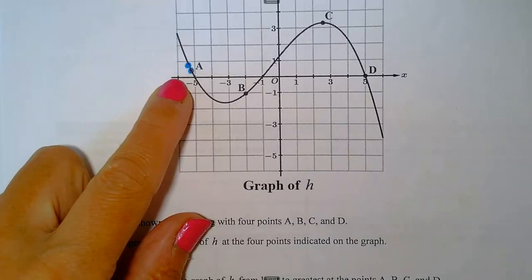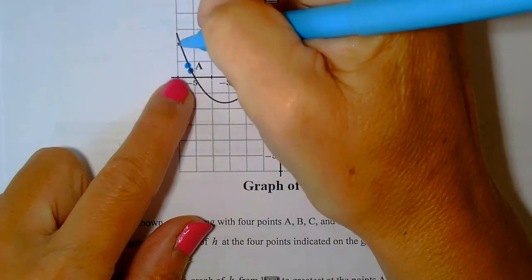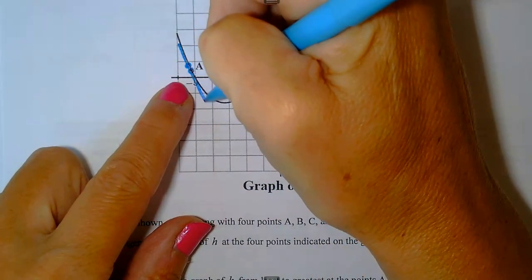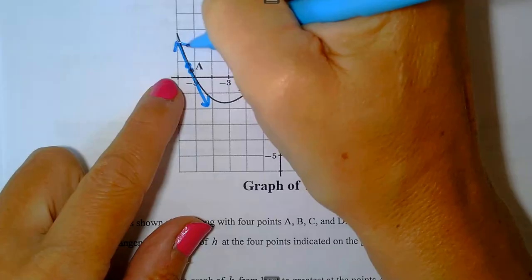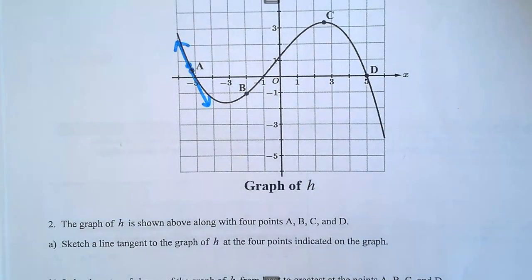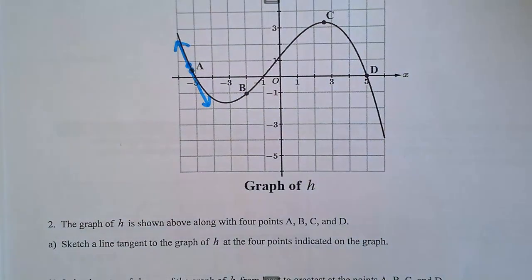You with me? Yep. And then you found the slope. So now they just want us to sketch a tangent line. So I'm just sketching lines at those points to show what they would look like. Because now, can you see the slope at A? Yeah, because it's a straight line.